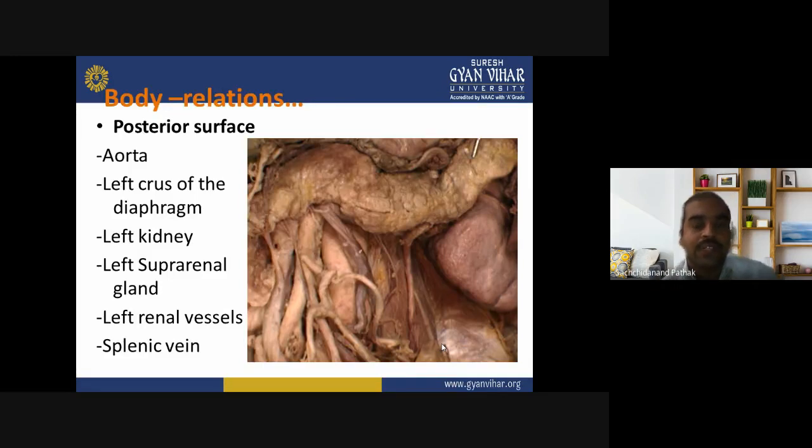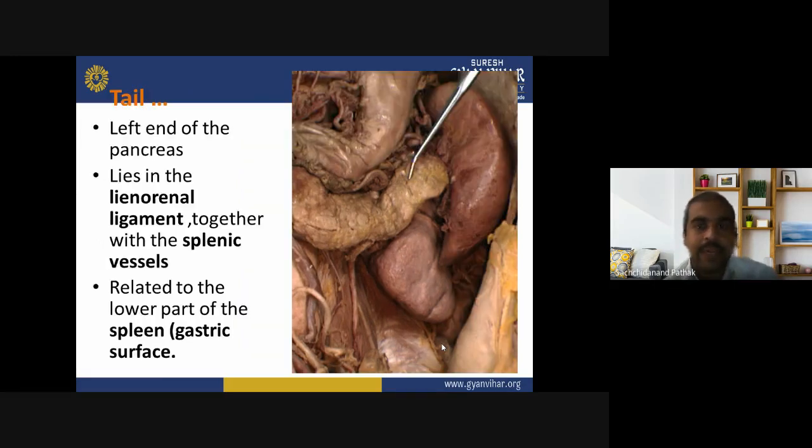Now, in the body relations, the posterior surface configuration will be like this: aorta will be there, left crus of the diaphragm, left kidney, left suprarenal gland, and the left renal vessels and the splenic vein will be there. These are the different names and the locations.